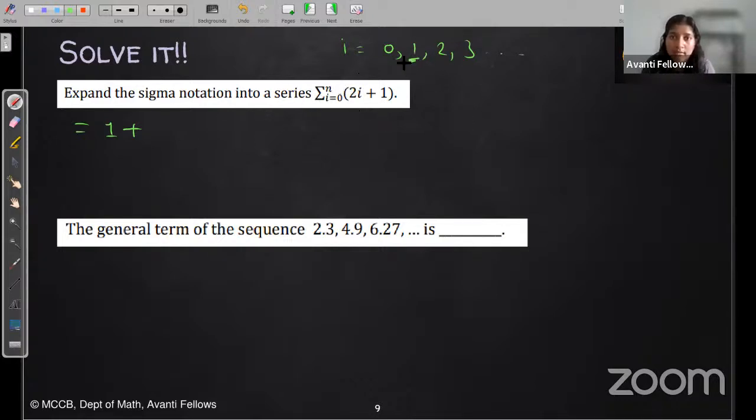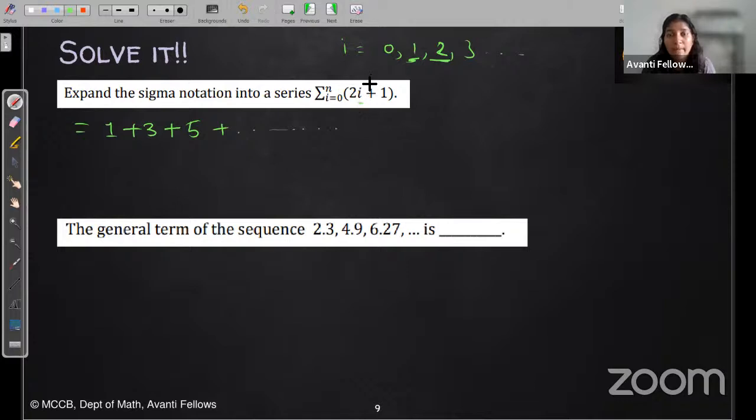So next is what? Next is 1. So when you substitute 1 here, you will get 2 plus 1, that is 3, plus substitute the third term, that is 2, and substitute 2 here, you will get 2 into 2, 4, 4 plus 1, 5, okay? Plus so on up to n terms.